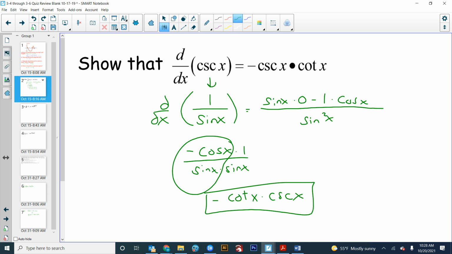How'd you do on that one? Tyler, you look perplexed. Because I have no idea what's happening. That's why.